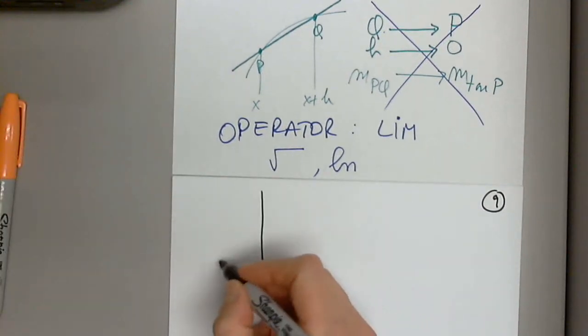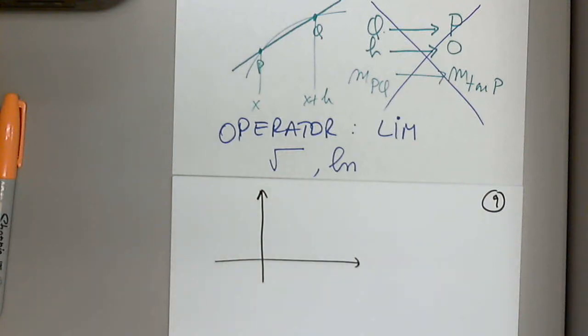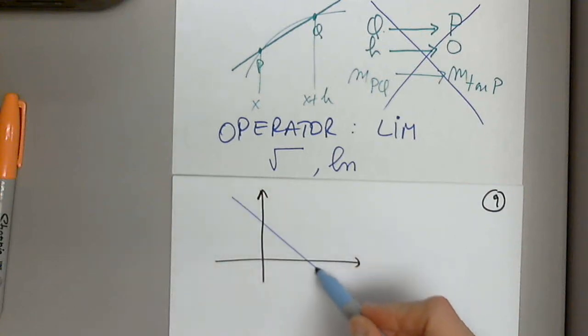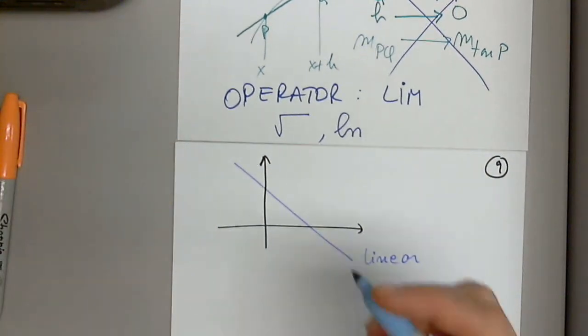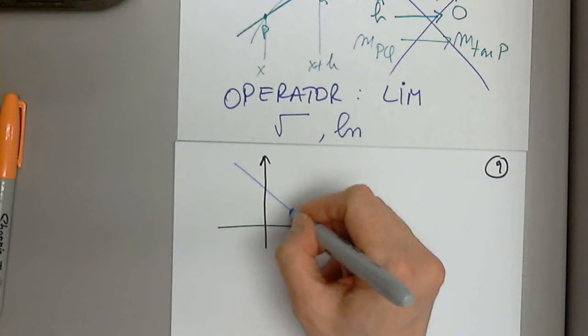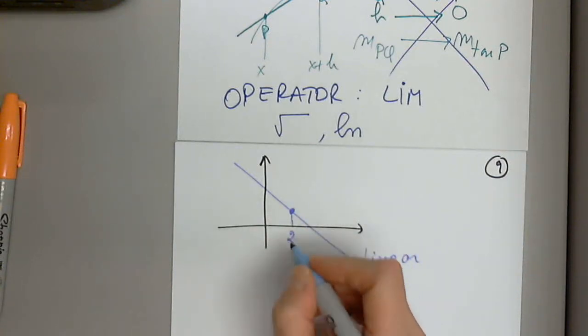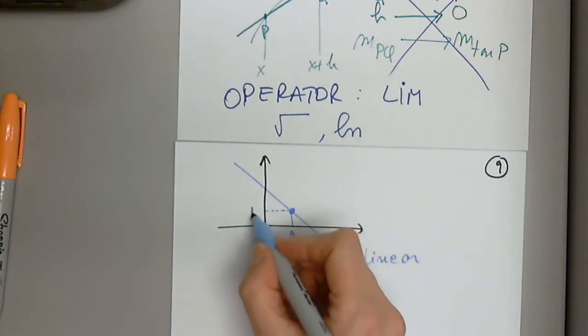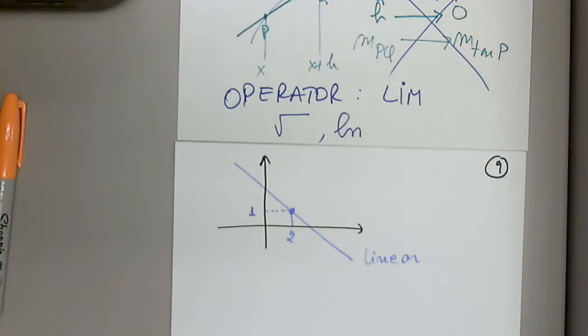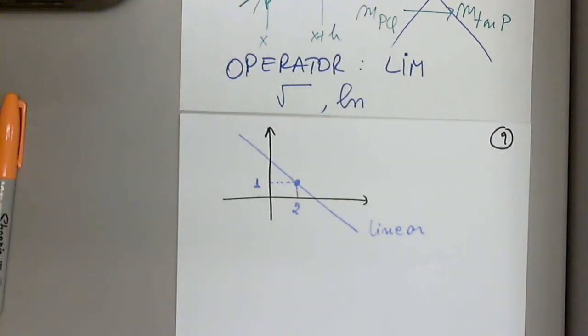Let's look at this very simple function. Can anyone tell us what type of function I am graphing here? Linear function. It's a linear function. I'm going to make up a point here. I'm going to say that this is 2, and this is 1. Okay, so follow me for a moment.